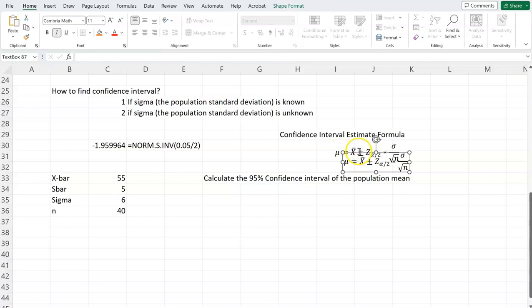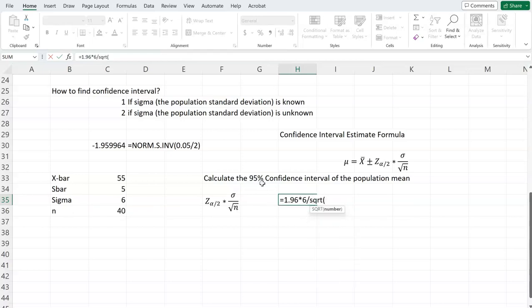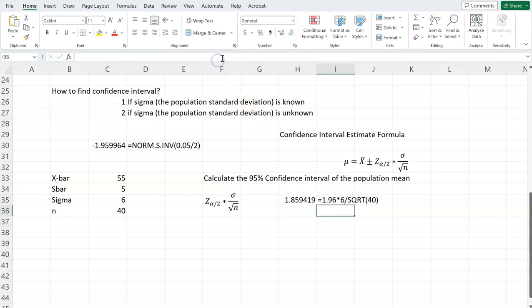Now this part that we have, this is what we call a margin of error. Let me bring this here and I will delete this. First we have to find z alpha over 2, which we actually did first here, so we don't need to do that again. So the margin of error is going to equal 1.96 times sigma, which is 6 here, divided by square root of 40. So we get this number, and we're writing it as the margin of error.